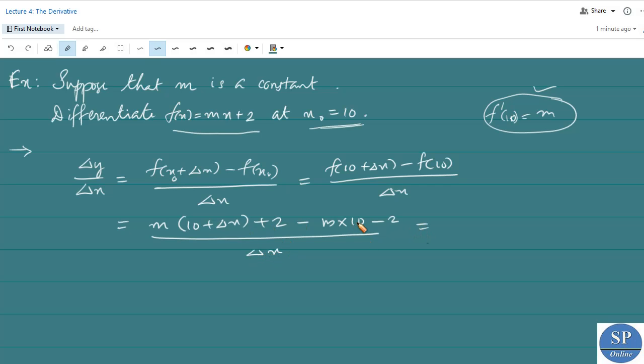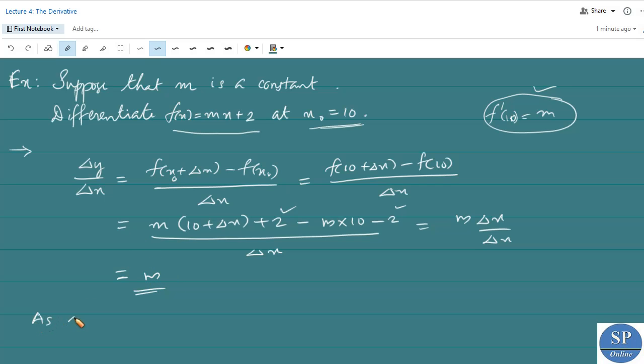So this is equal to, we can cancel 2 and 10m. 10m is here, so we have m into delta x divided by delta x. So this is equal to m itself. So this is the value, this is the difference quotient.